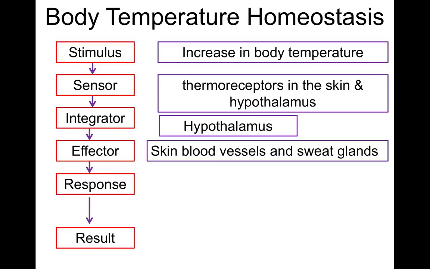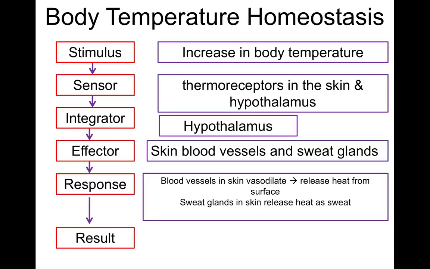The hypothalamus is part of your brain, and it's going to send a message to the following effectors: your skin, as well as the blood vessels of your skin, as well as the sweat glands of your skin. So these are effectors, structures, organs. The response to this signal would be that blood vessels are going to open up, or vasodilate. Vaso means vessels.